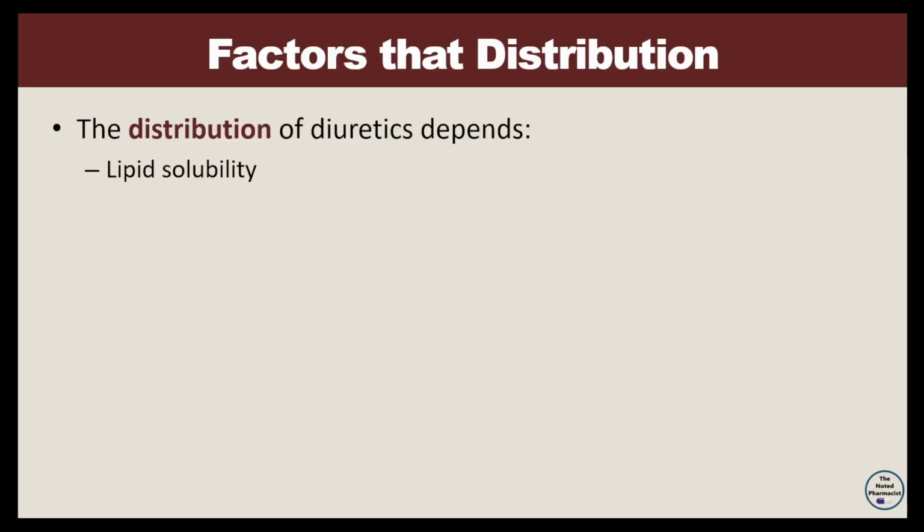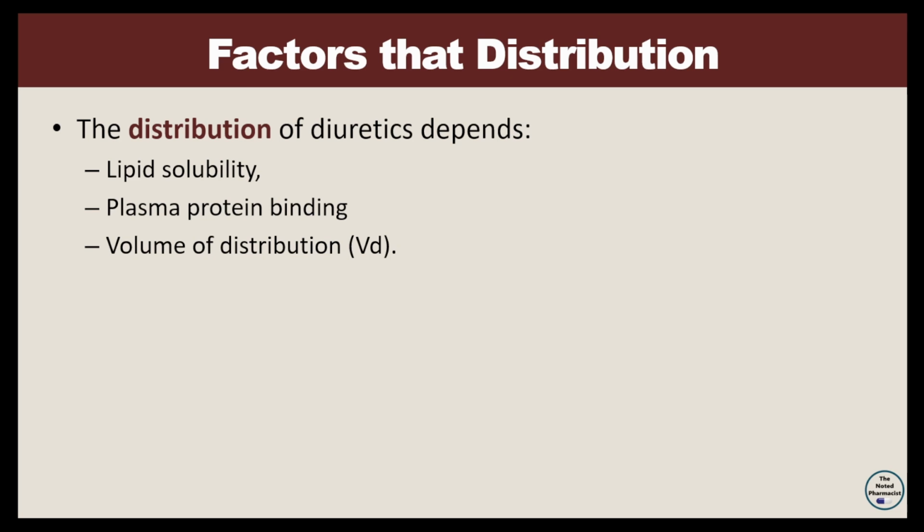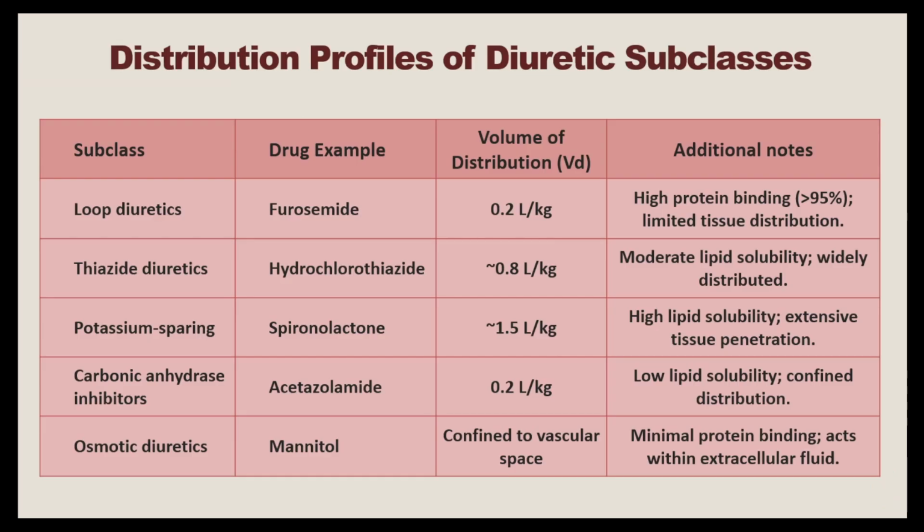Distribution. The distribution of diuretics depends on their lipid solubility, plasma protein binding, and volume of distribution, VD. The table provided summarizes the distribution profile of major diuretic subclasses, detailing their tissue permeability and binding characteristics. Loop diuretics, such as furosemide, are extensively bound to plasma proteins, greater than 95%, restricting distribution to the extracellular compartment. Thiazides, like hydrochlorothiazide, show moderate tissue distribution with a volume of distribution of approximately 0.8 liters per kg.